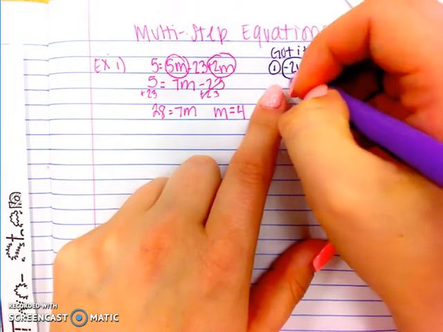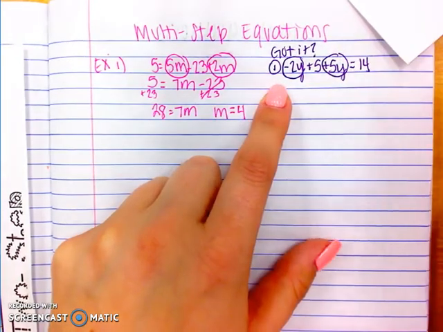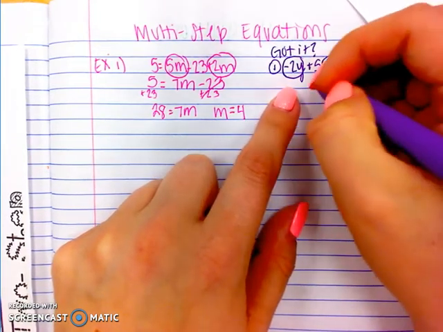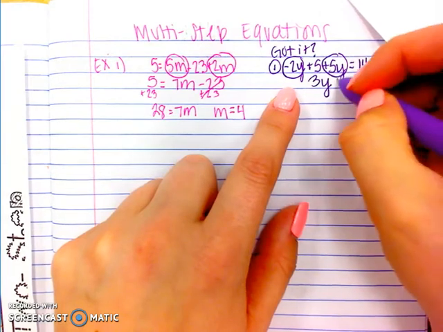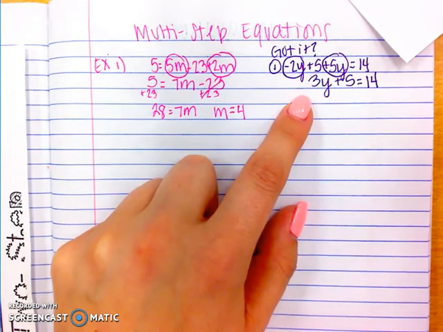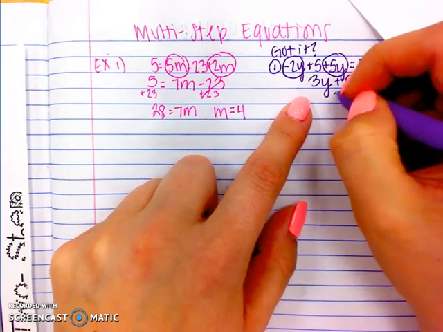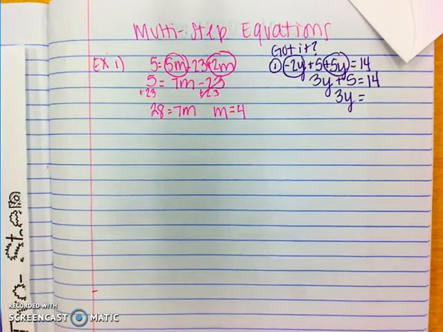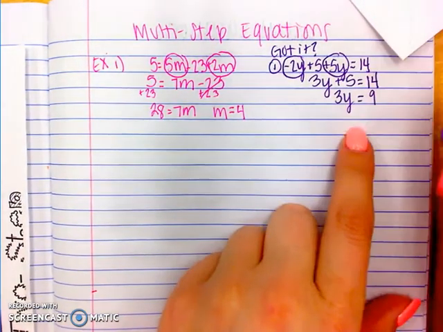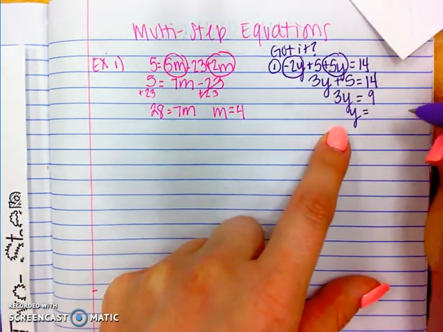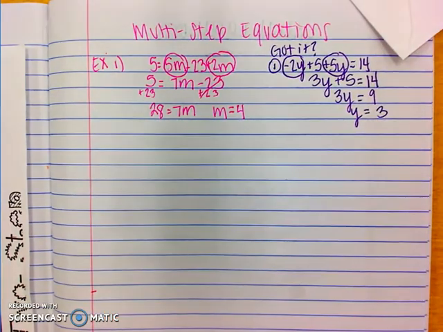Alright, so my like terms are negative 2y and 5y. They're different signs, so subtract. 5 take away 2 is 3y. Bring down my plus 5 and my equals 14. Now the next thing I need to do is take 5 away from both sides. So then 3y equals 14 minus 5, which is 9. And divide both sides by 3 to get y by itself. Y is 3. Okay.